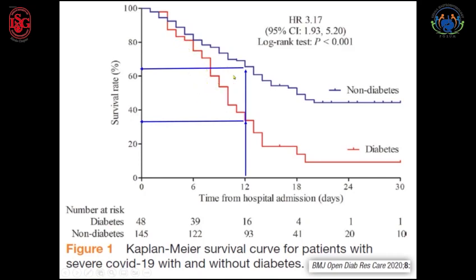So the hazard rate in the two groups is compared, and we get what is called the hazard ratio. In this study, we find that the hazard ratio is 3.17. So there is a 3 times greater chance: the mortality will be 3 times higher in persons with diabetes compared to non-diabetes.